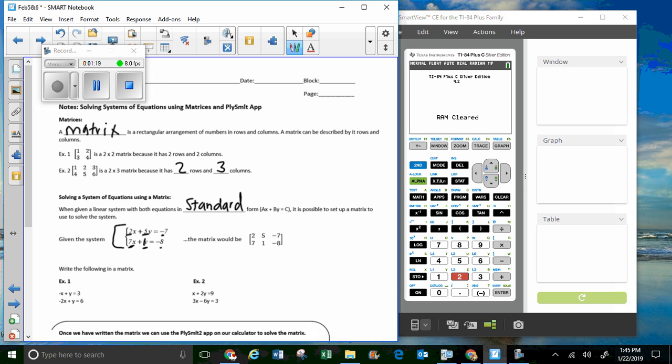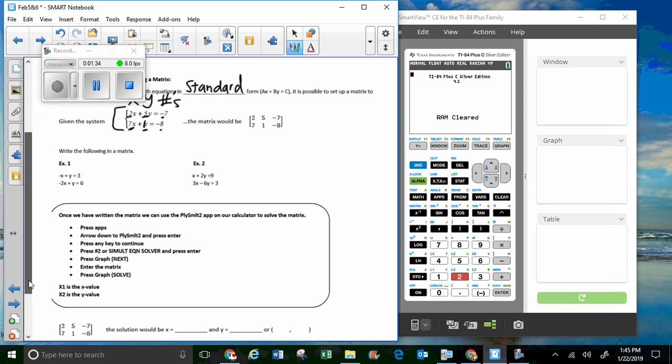You just go right across the row and pull the coefficients and the constants. But it has to be in the right order. So your x's need to be in the first column, your y's need to be in the second, and then your numbers or your constants in the last. So let's go ahead and just write the following in a matrix.